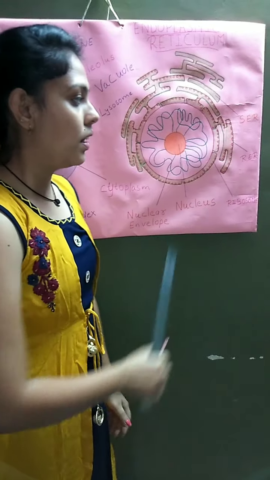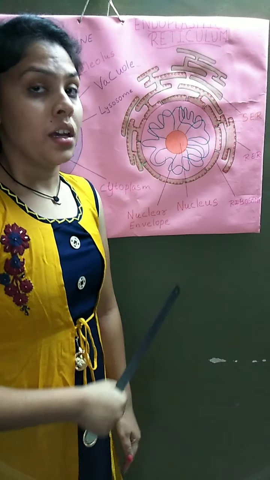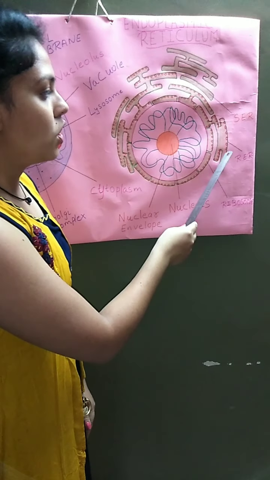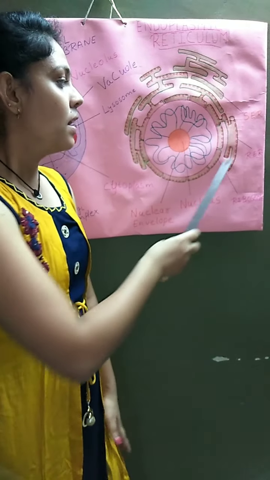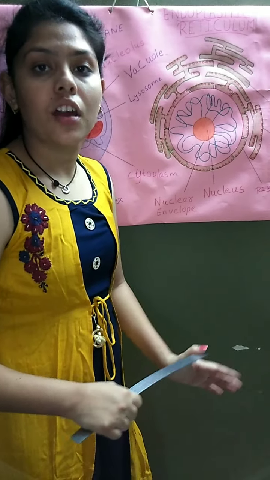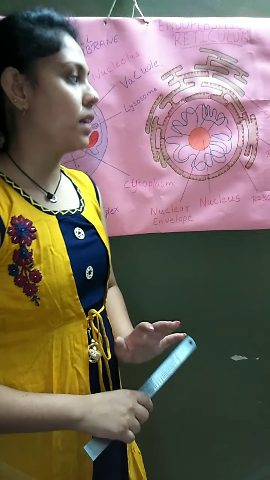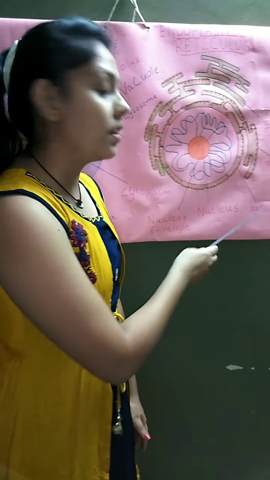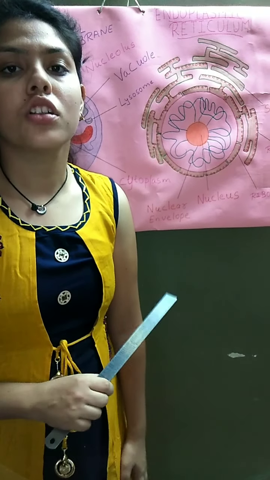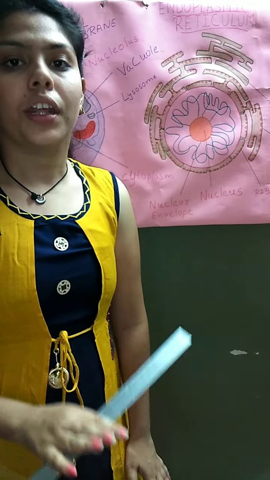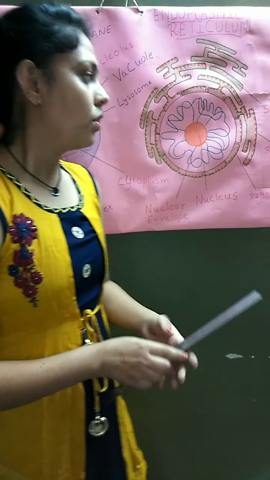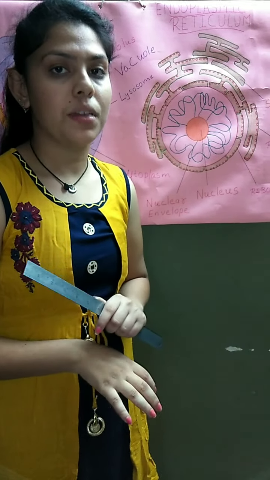So the first one is the rough endoplasmic reticulum. In this you can see in the figure that ribosomes are present. The endoplasmic reticulum has ribosomes attached to its surface, so it looks rough. So it is called the rough endoplasmic reticulum. Here the ribosomes are the site of protein manufacture, and it also helps in protein synthesis and transport inside the cell. So this is all about the rough endoplasmic reticulum.